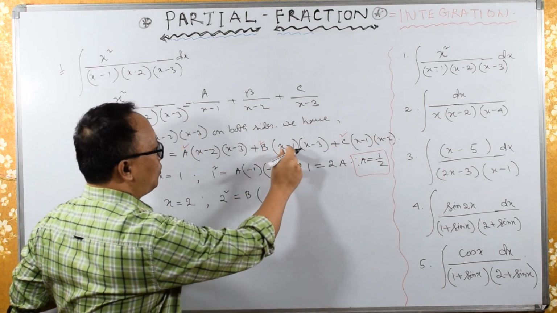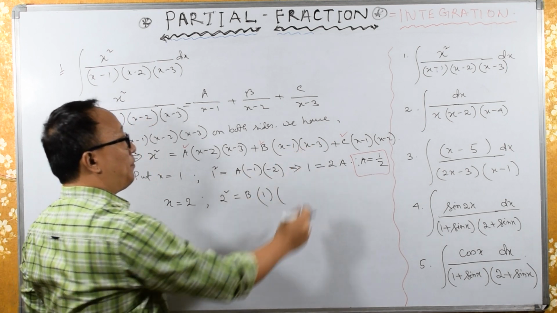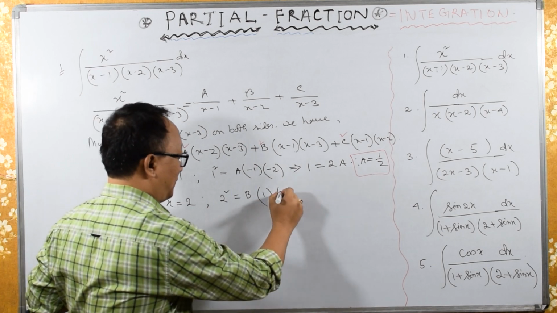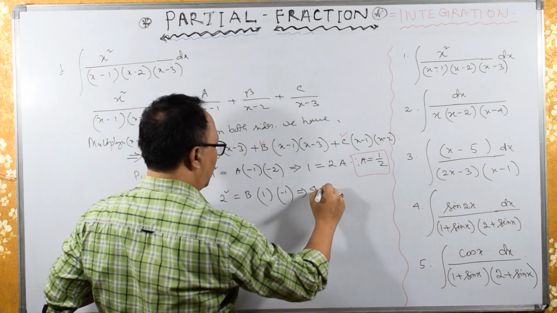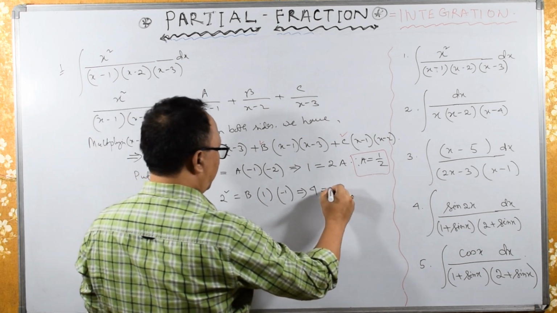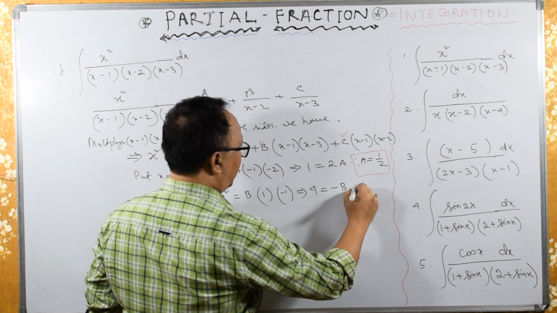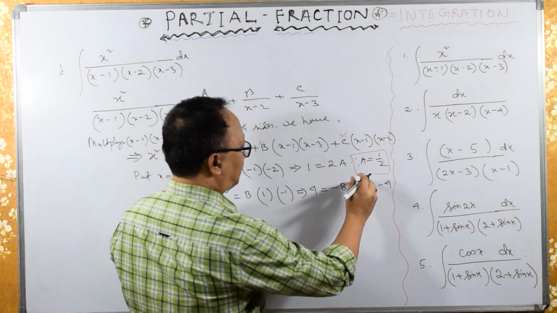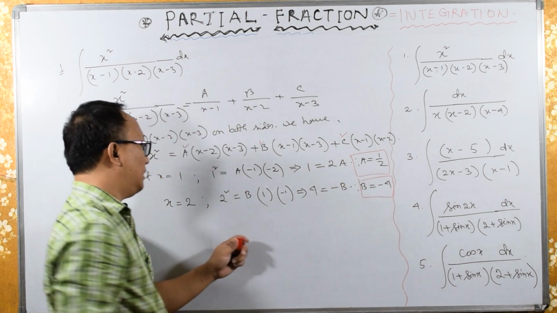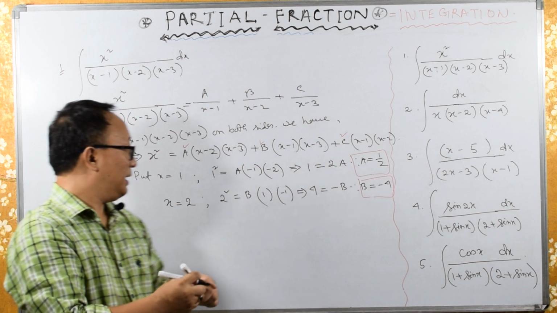b into what? 2 minus 1 is 1. Here 2 minus 3 is minus 1. This implies 2 to the 4. Here minus b. Here b. Therefore, b equals minus 4. So when you substitute x equals 2, you are getting b equals minus 4.